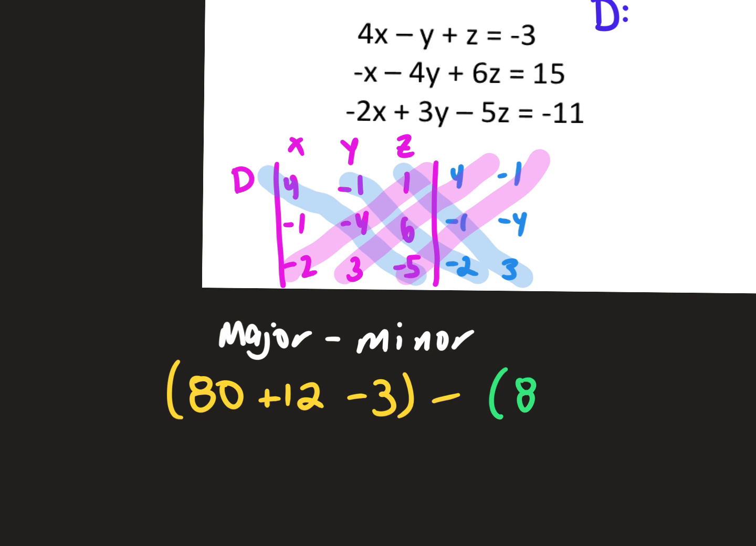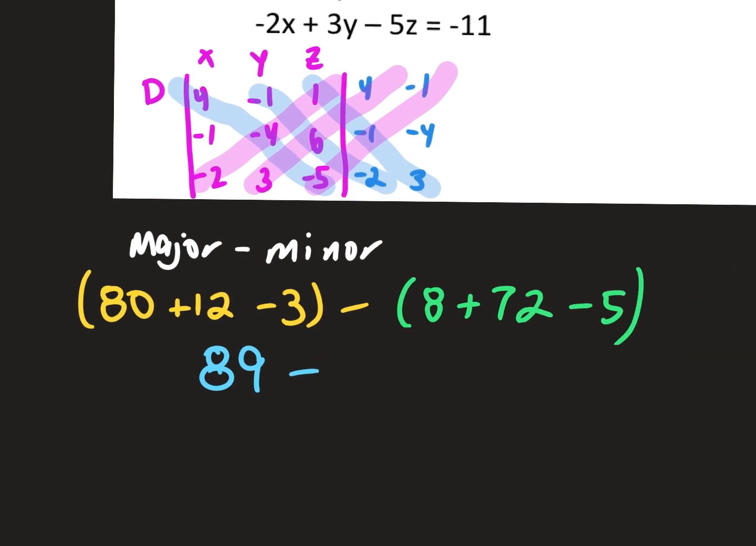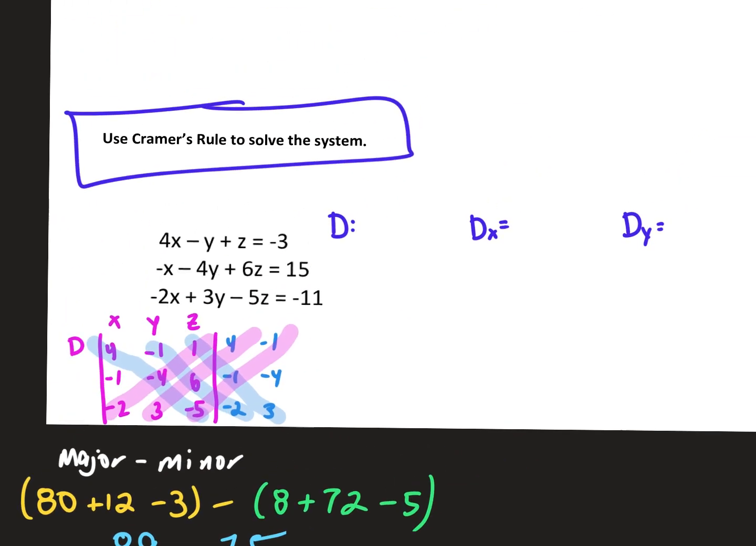All of those equal what? 72. Good. -5 times -1 times -1. -5. Perfect. Make sure your signs are right. So 80 plus 12 is 92. Minus 3 gives me 89. Good. 8 plus 72 is 80. Minus 5 is 75. So 89 minus 75 is 14. So my determinant value is 14.